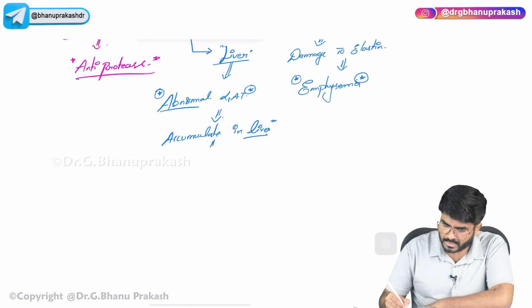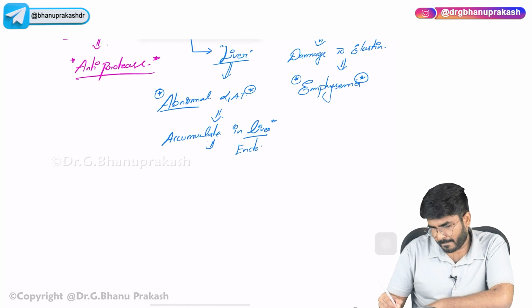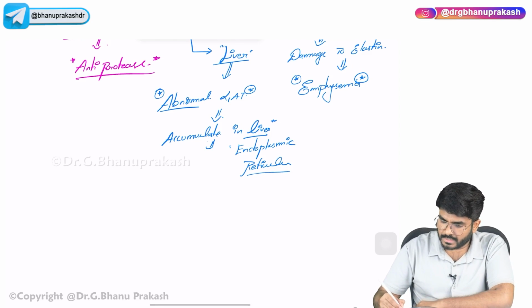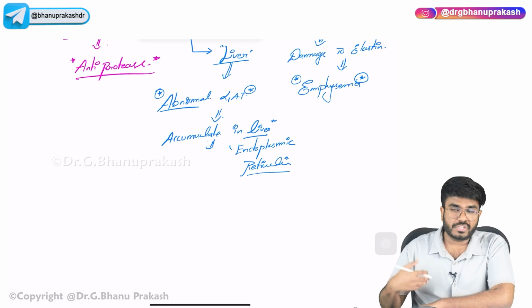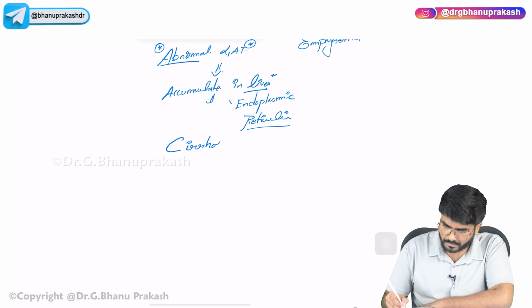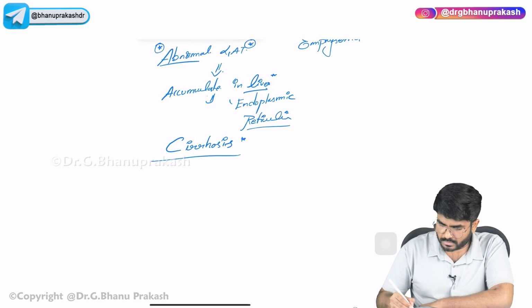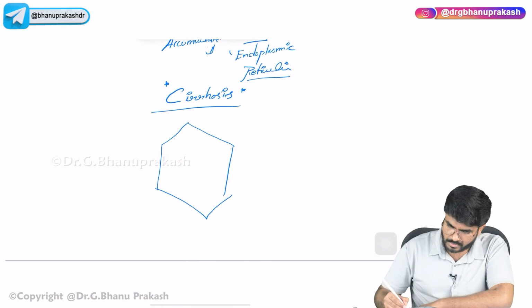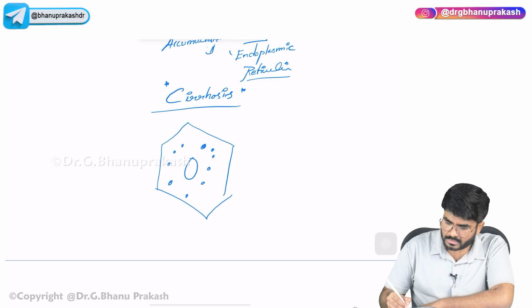Where in the liver cell? In the endoplasmic reticulum. This abnormal alpha-1 antitrypsin abnormally accumulates inside the endoplasmic reticulum. Accumulation of such abnormal proteins is what causes cirrhosis. Imagine this is the hepatocyte. In the hepatocyte, you are going to see many abnormal proteins, and these abnormal proteins are alpha-1 antitrypsin polymers.